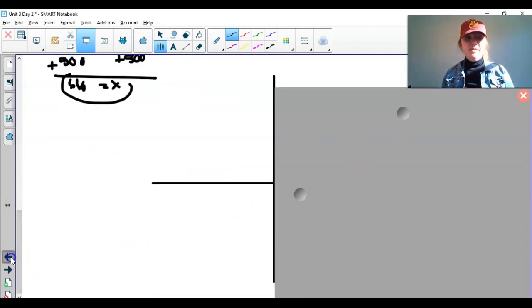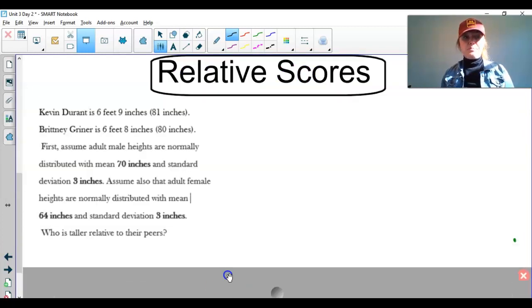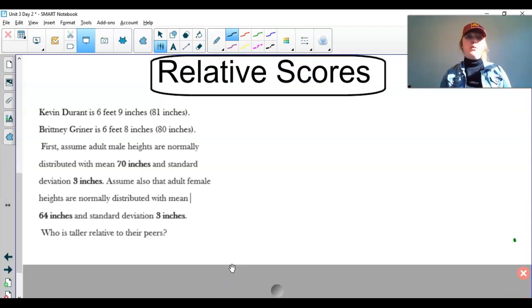All right, ladies and gentlemen, let's finish up here with what we call relative scores. Relative scores are what we use for comparison. Another reason we like z-scores is it helps us compare things that are in two different units or two different population sets. It's like the phrase comparing an apple to an orange, which you can't do. If you've never heard of it, don't worry. Using a z-score to compare things helps us normalize it, I guess.